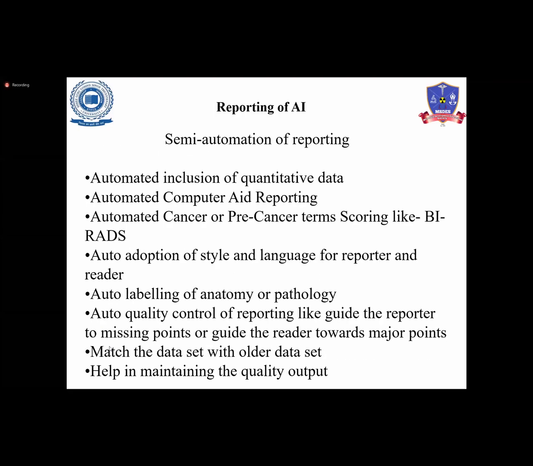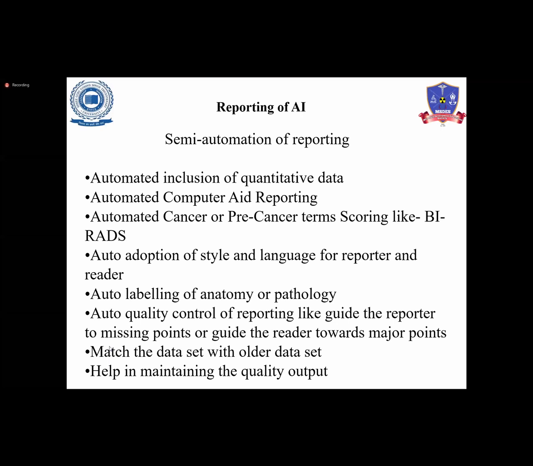So the reporting with AI is a semi-automation of reporting, because automated inclusion of quantitative data and computer aided reporting is there. Cancer and pre-cancer scoring is there, like we have the BI-RADS score in breast cancers. Auto adoption of style and language for reporter and reader also. Auto labeling of anatomy and pathology. As I told you, if we properly mark the different organs in different colors, definitely it gives you the labeling also, which anatomy is this, which organ is this, and the pathology also.